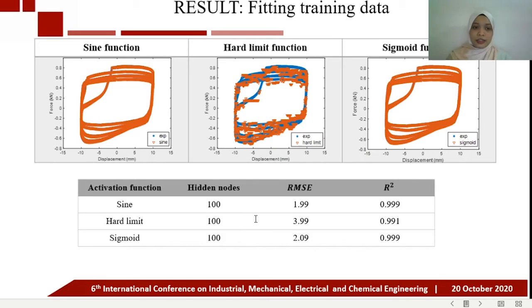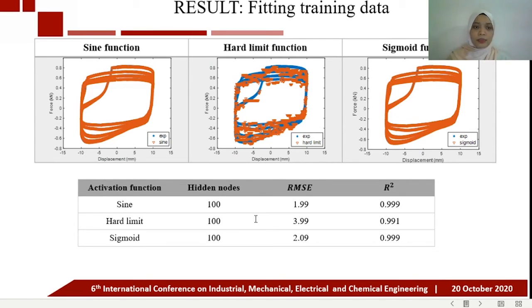This slide shows the result of training performances utilizing three different activation functions with 100 hidden nodes for each activation function. The figure and the table have shown that the sine function and sigmoid function have produced very good performance in the training process, while for hard limit, the model may still follow the experiment pattern even though it is not as excellent as the sigmoid and sine functions.